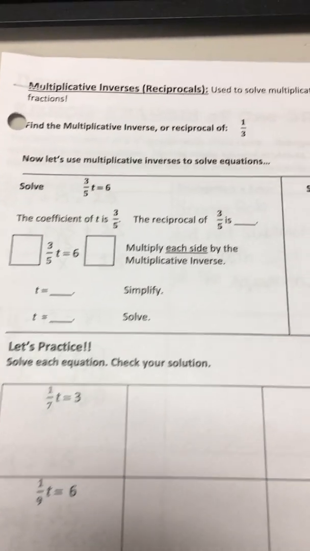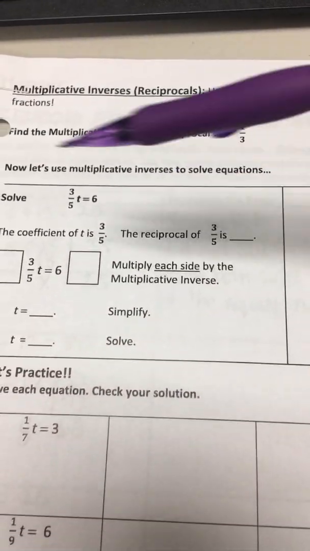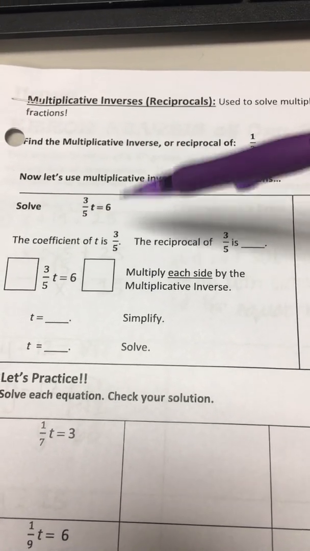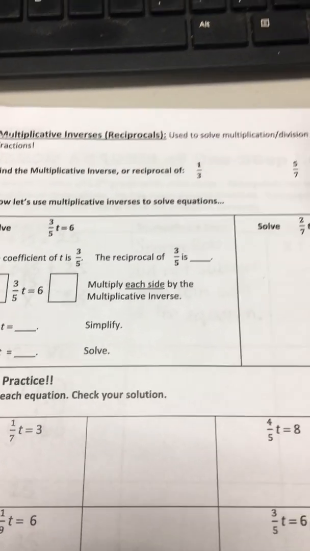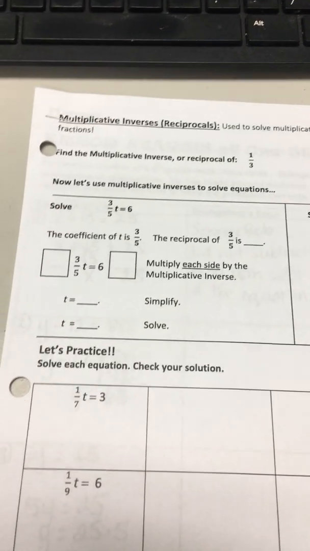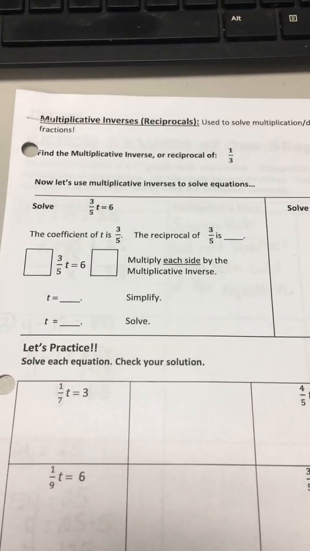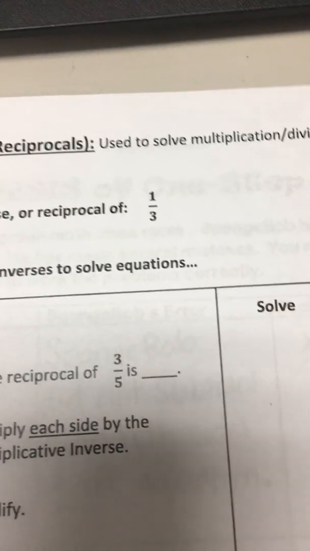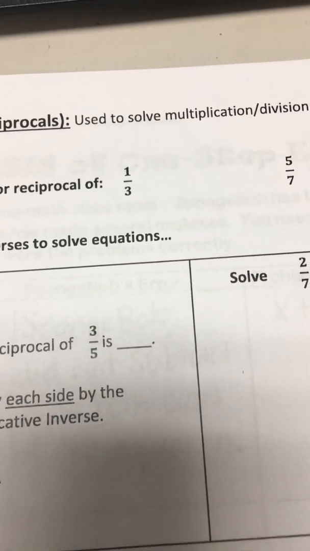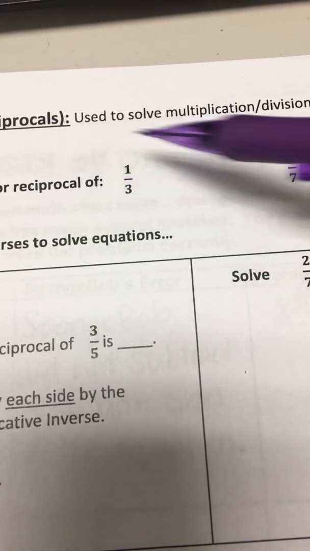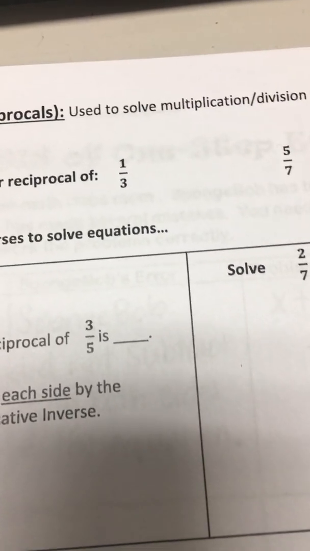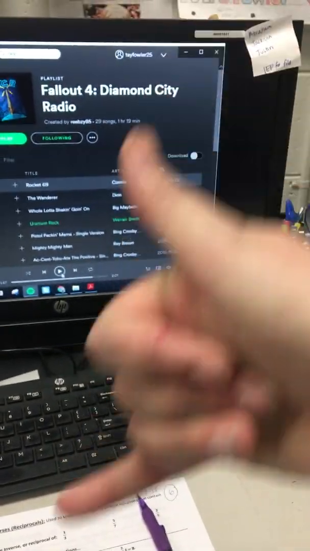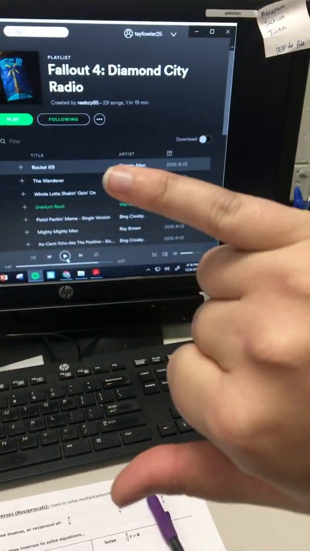Okay? The only thing that's different about these equations is notice that we have a fraction next to the variable. That technically still means to multiply, but I'll get more on that in just a minute. Before we start, we need to understand how to find the reciprocal of a fraction. Reciprocal just means I'm taking that fraction and flipping it. So the numerator becomes the denominator and the denominator becomes the numerator.